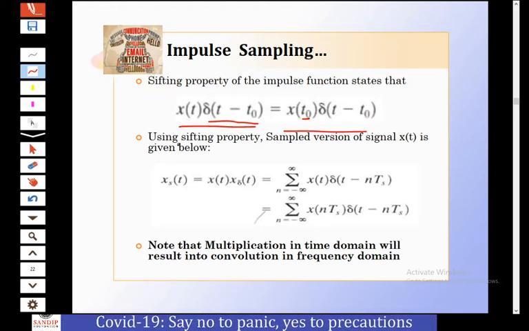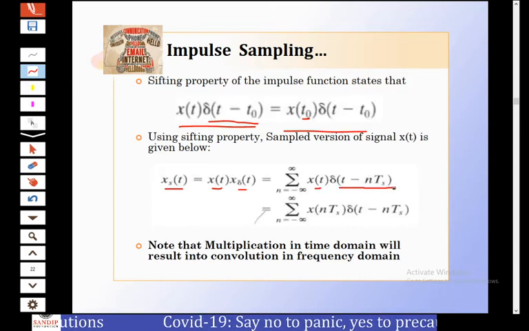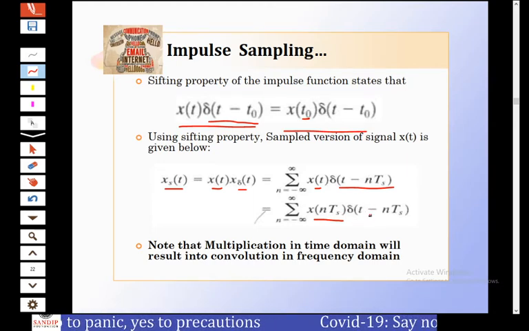Using the shifting property, the sampled version of signal x(t) is given below: xs(t) = x(t) × xδ(t), which equals the summation from n = -∞ to +∞ of x(t) δ(t - nTs), which we get by using the above property. Here we can write it as x(nTs) δ(t - nTs).